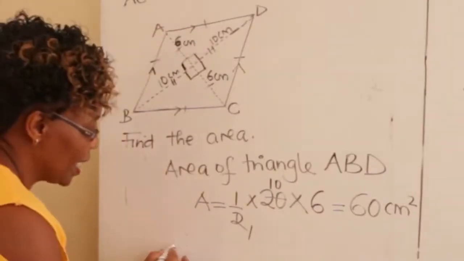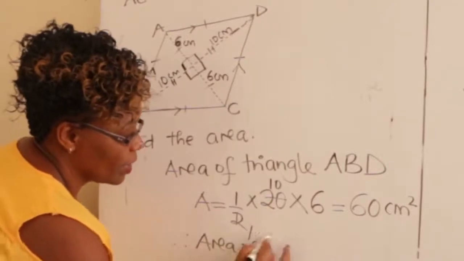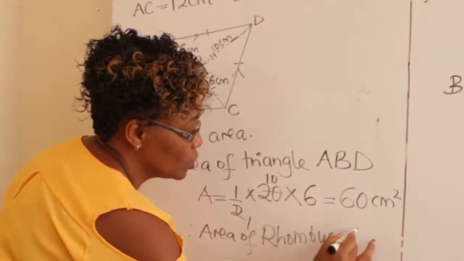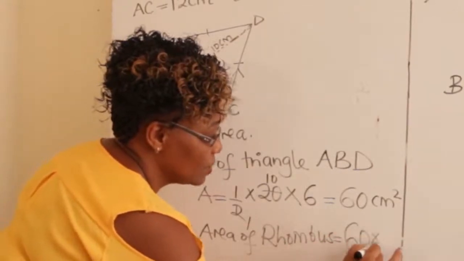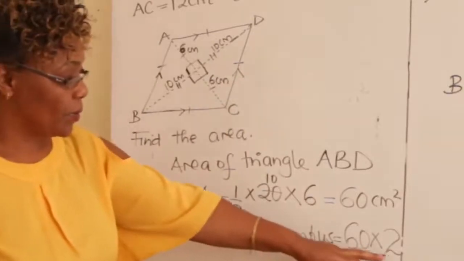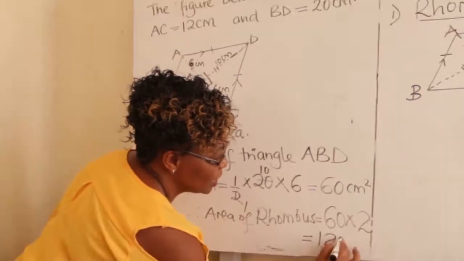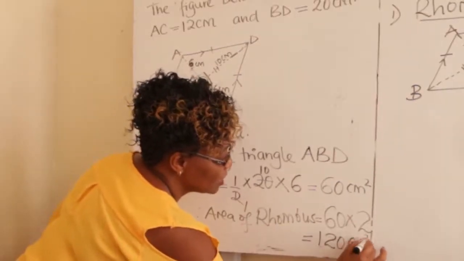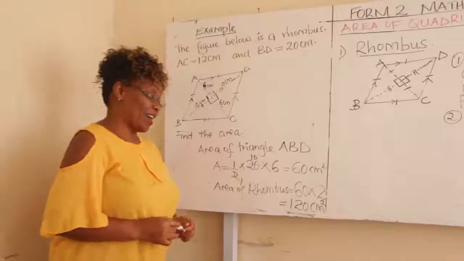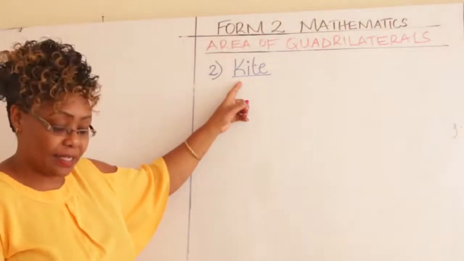And therefore, the area of the rhombus will be equal to 60 times 2. This gives us 120 centimeters square. So let us now look at area of a kite.